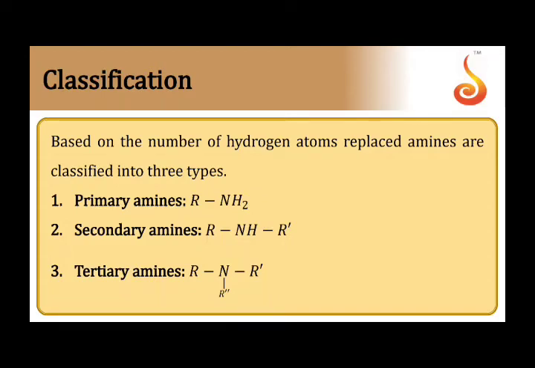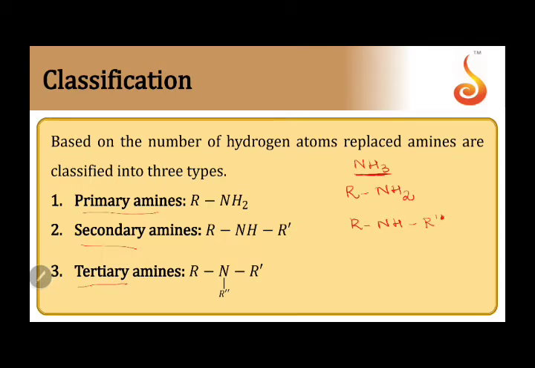Amines can be classified into primary amines, secondary amines, and tertiary amines. If we take ammonia, this is an inorganic compound where nitrogen is attached to 3 hydrogens. By replacing one hydrogen of ammonia by alkyl or aryl group R, we get primary amine. By replacing two hydrogens of nitrogen by alkyl or aryl groups, we get secondary amine.